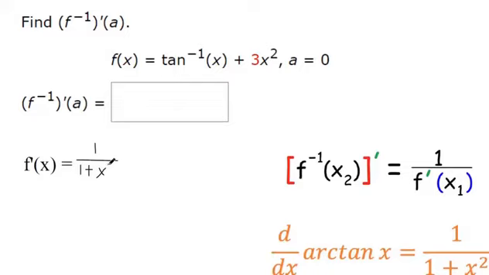So the derivative of f, we're still working on it. The derivative of arctangent is 1 over 1 plus x squared, and then the derivative of this term, 3x squared, that's the power rule. 2 comes down and multiplies, so that makes 6x. Okay, and we haven't found the derivative of the inverse function yet.